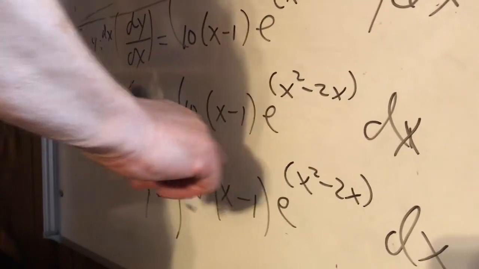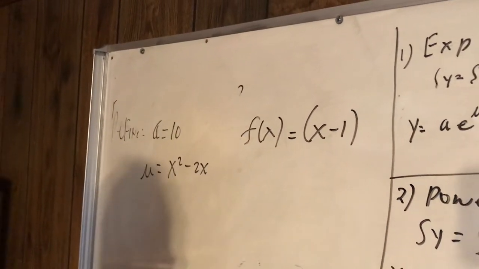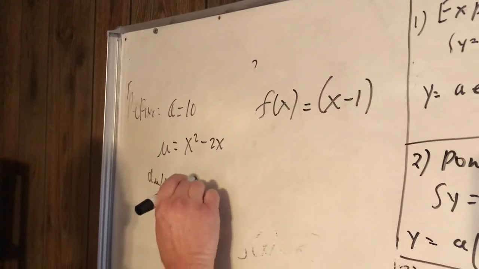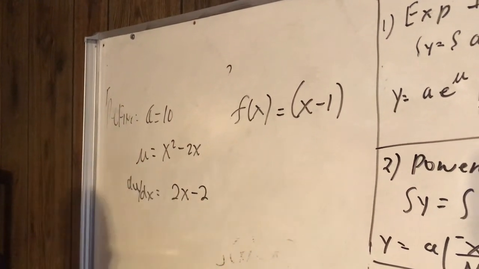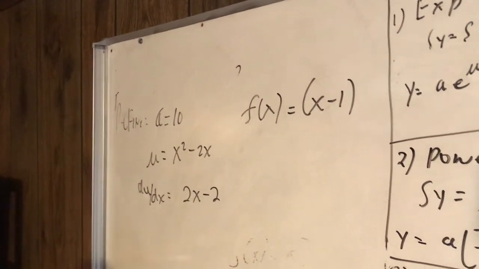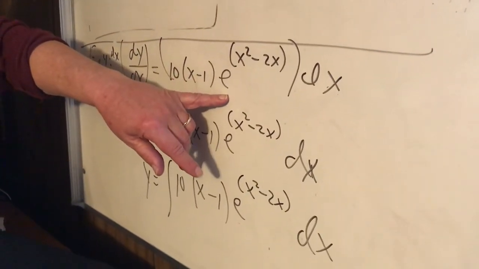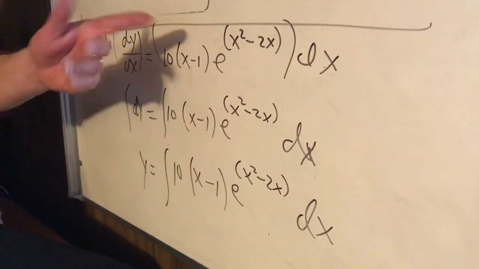All right, what about f of x? F of x is this appendage here, x minus 1. Now I have a, I have u, I have f of x. I just need du dx. That's going to be 2x minus 2. Now I have everything that I need. It doesn't make any difference how complicated this is, as long as you let u equal the power of the exponent, and f of x equals the appendage, which is a polynomial or a constant.